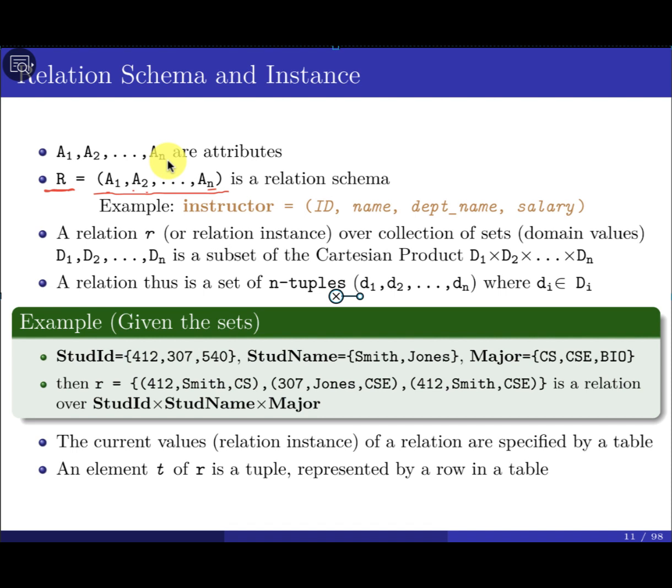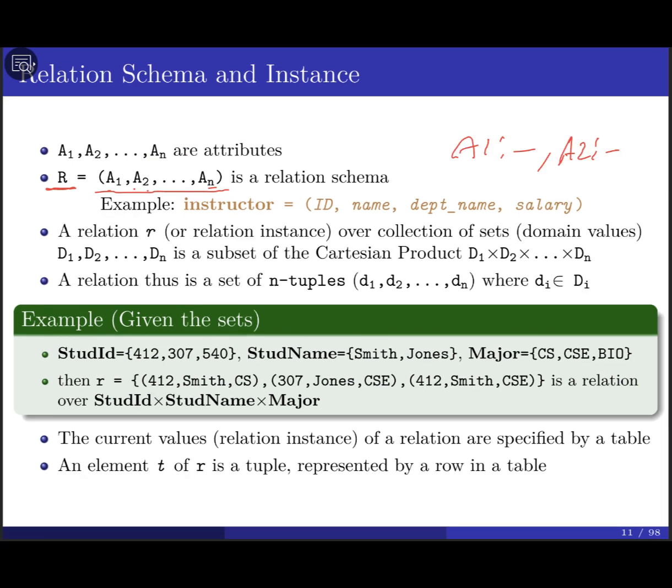But of course, if you want to be more precise, you need to add for every single attribute, for example A1, what's the data type of A1? Then A2, what's the data type of A2, and so on. Okay? So this is the schema of this relation, for example.